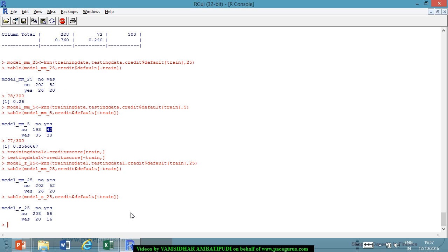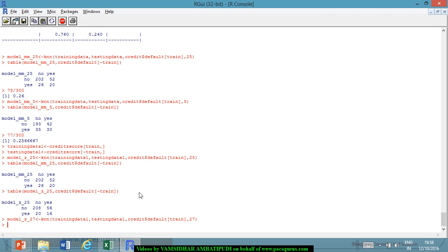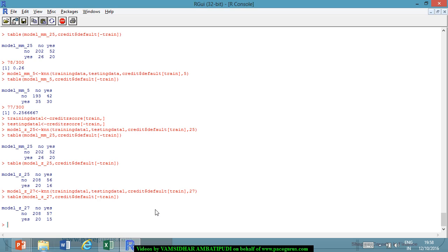Now even if I increase it to 27, the same process, which is close to the square root of 700, if I increase it to 27 also, I could see that the accuracy of the model is still 77 is the error rate, and this is 57, which is still severe.